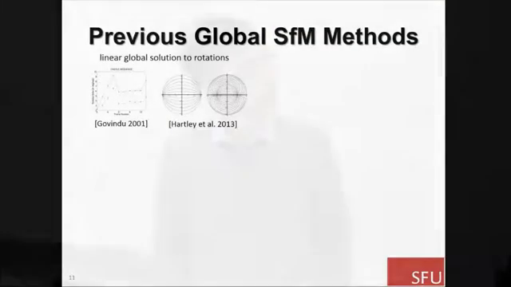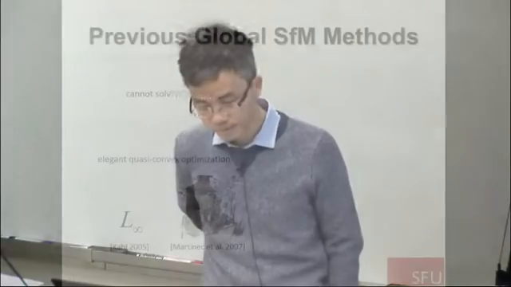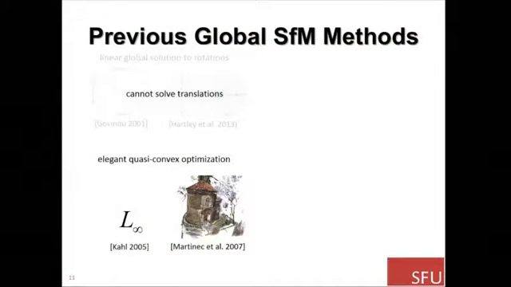There has been quite a number of very interesting works. For example, these two methods can solve the camera orientations, or sometimes referred to as the rotations of cameras. They can solve the rotations very nicely, but the solution to the camera centers or translations sometimes gets degenerated. This method derives an elegant quasi-convex optimization by minimizing the L infinity norm of the reprojection error.